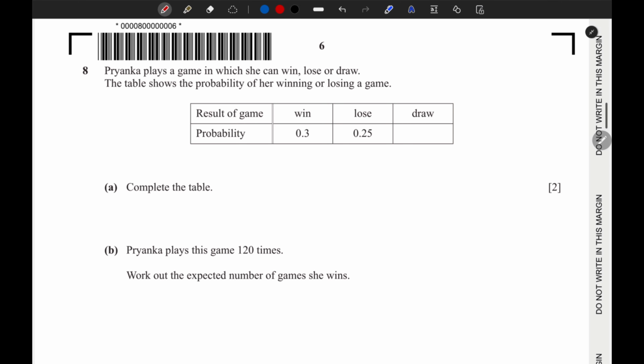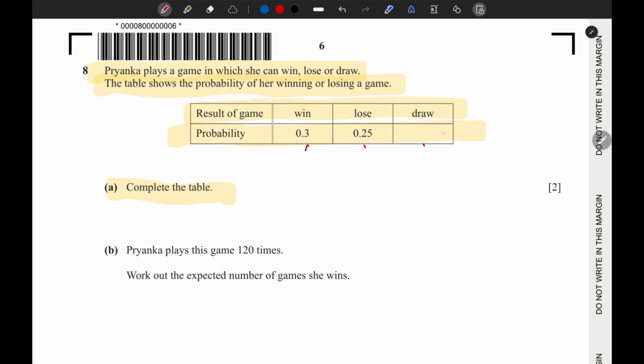All right, okay, next one, 8th. Now Priyanka plays a game in which she can win, lose or draw. The table shows the probability of winning or losing a game. So here's the result of the game. As you can see, win, lose, draw, and they have given the probability 0.3, 0.25. Now they are saying complete the table. Now in probability we know that the sum of all these three should be equal to 1. So we have to find this value.